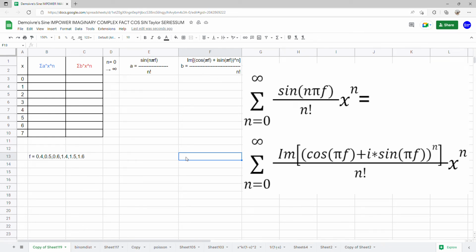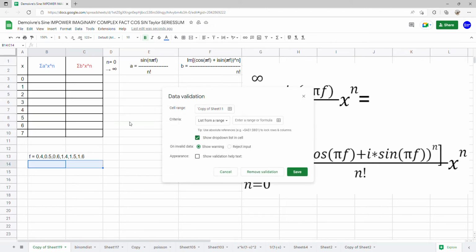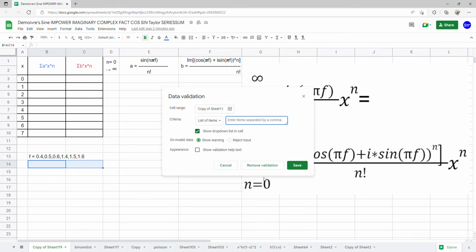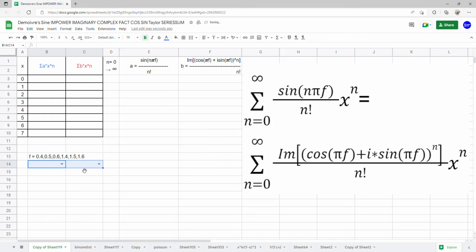In this video, we'll generate the DeMoivre sine using the functions IMPOWER, imaginary, complex, factorial, cosine, and sine, and the Taylor series sum. We begin with the Taylor series using the function itself. So the value of f will be data validation, list of items, and this will be from 0.4 up to 1.6. So we can start with 0.4.